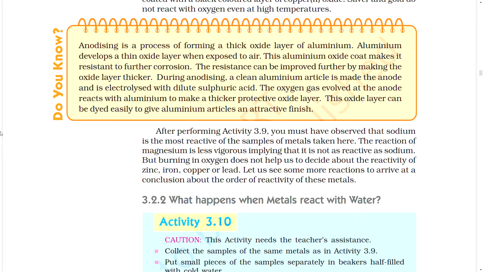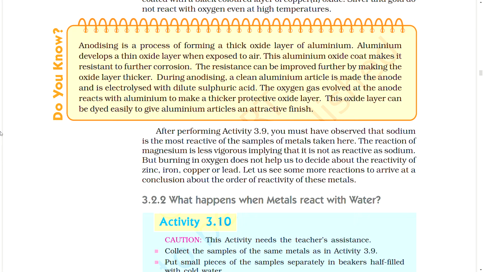During anodizing, a clean aluminium article is made the anode and is electrolyzed with dilute sulfuric acid. The oxygen gas evolved at the anode reacts with aluminium to make a thicker protective oxide layer. The oxide layer can be dyed easily to give aluminium articles an attractive finish.